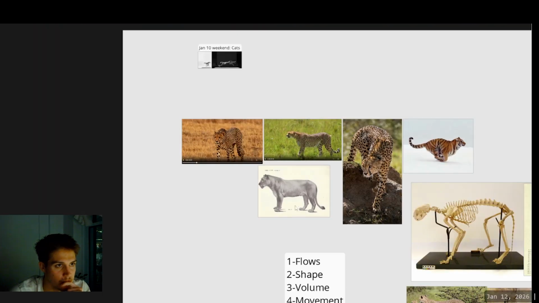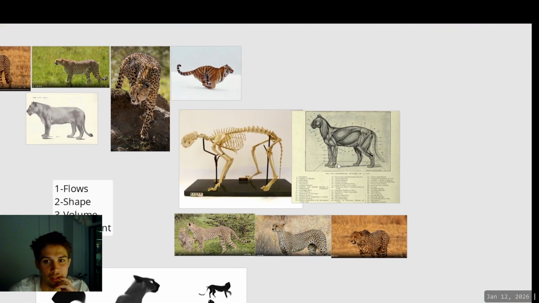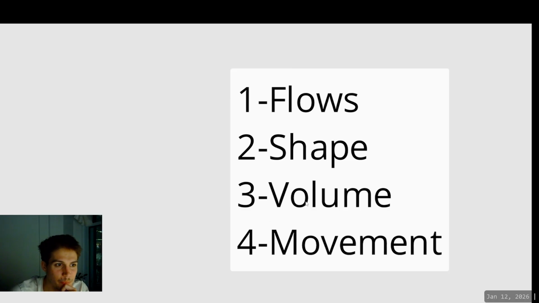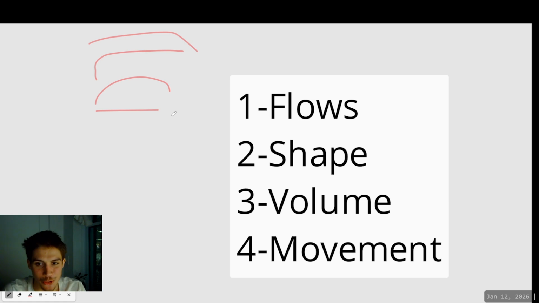So these are the type of information that I was trying to get in my study. So I broke it down in 4 different sections: the flows, the shape, the volume, and the movement. These are 5 dimensions if you want. You have the flows, so a straight line or a curved line, and then you can add acceleration in that line. So you can have quick and then slow, or slow and then quick. So that's your flow. So it's kind of 2 dimensions, but let's say it's 1.